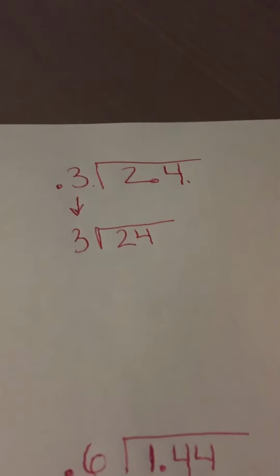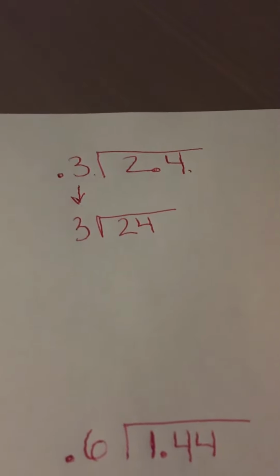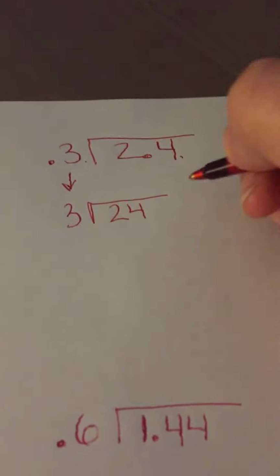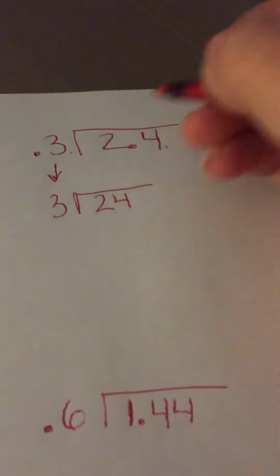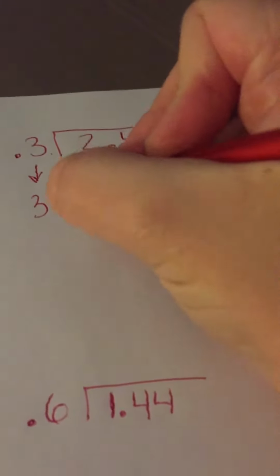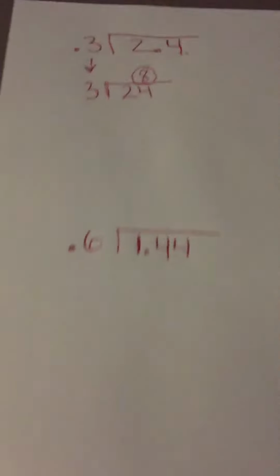Once you have made your changes to both numbers, the final step is to divide them using the new numbers you created. 24 divided by 3, and your quotient is 8.